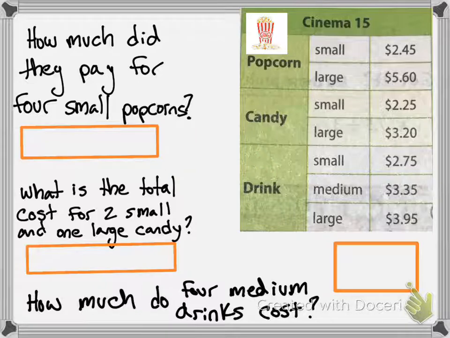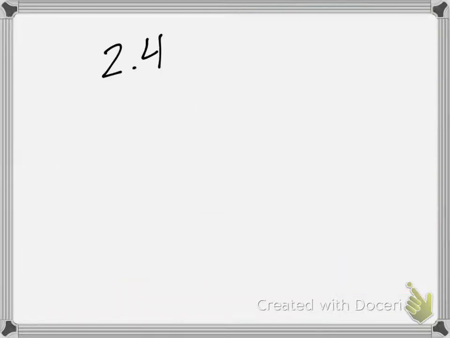Lucas, what did you get for your first answer for 4 small popcorns? I got $9.80. You got $9.80. If we looked at it, the small popcorn cost $2.45. And we got 4 of them. So I'm going to put the 4 under my ones place, right? Because that matches. What do we think? Thumbs up, thumbs down. Thumbs down. We always line it up at the right when doing multiplying.